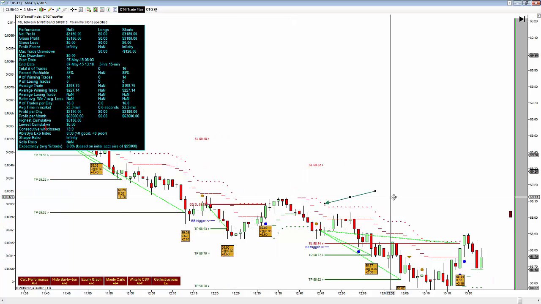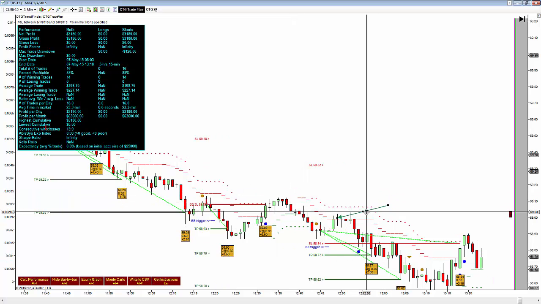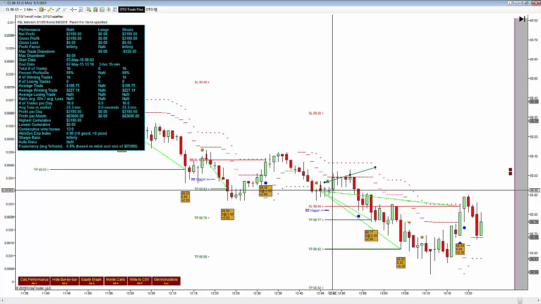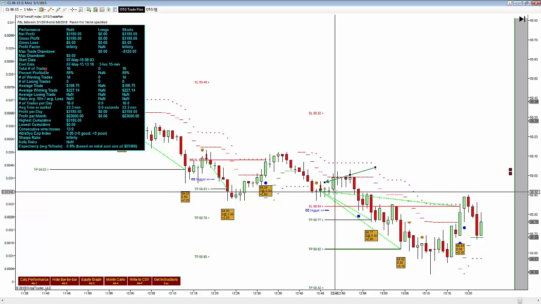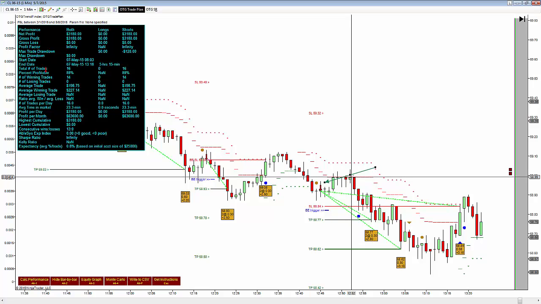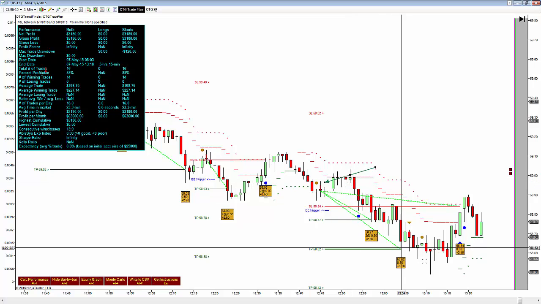Your next trade here, your final trade of the day, was short here, and again you can see that the market came back up. If your stop would have been here, your entry point was right here at 58.92. It would have come back and taken you out at 99, 7 ticks, and then ended up flushing down.